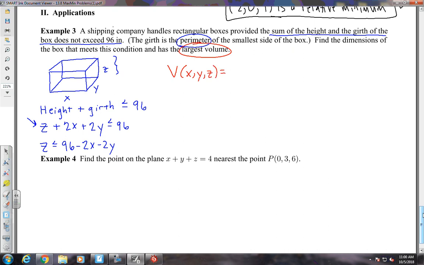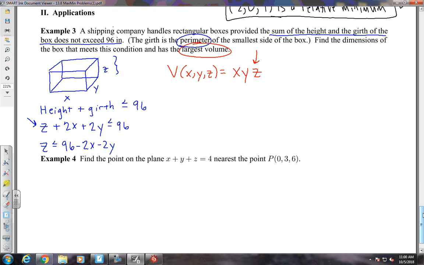Of course, the volume of a rectangular prism is x times y times z, length times width times height. The problem with this function is that I cannot run the second partials test on it as it stands because I've got 3 variables. We've learned the second partials test with respect to 2 variables only. So I need to reduce the number of variables from 3 to 2.